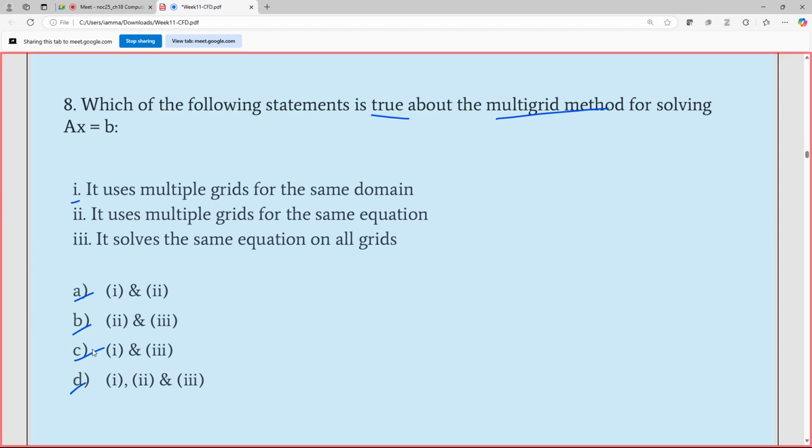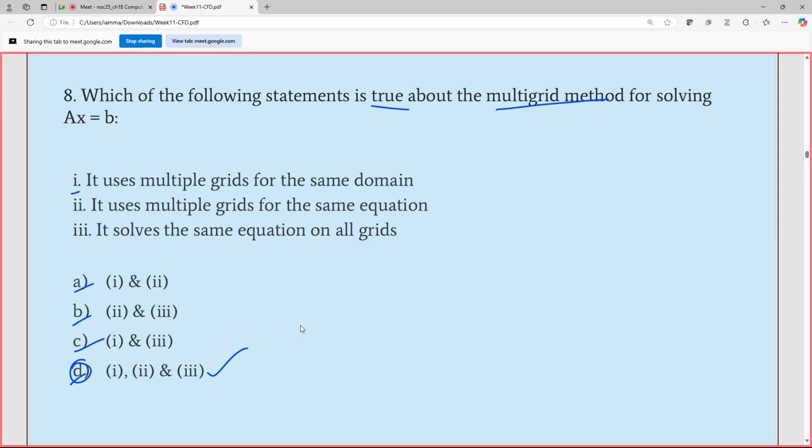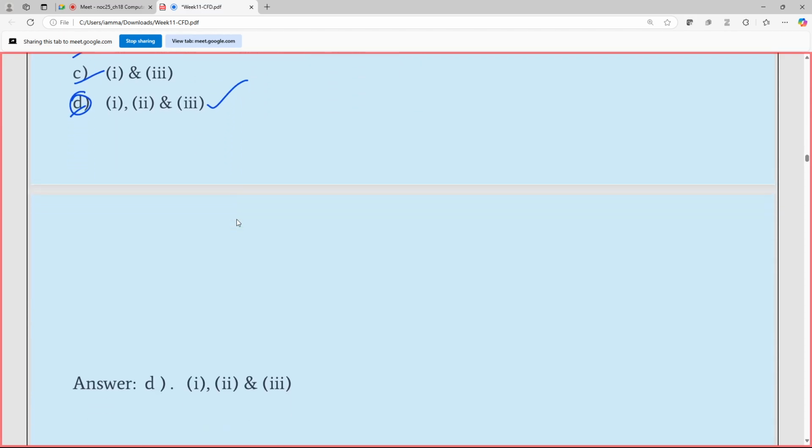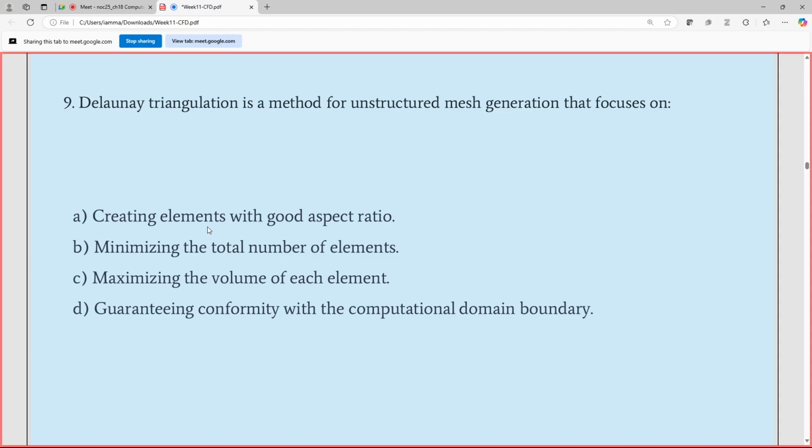Our answer is option D, that is all the three statements. The multi-grid method uses multiple grids for the same domain, and yes, it does solve the same equation on all the multiple grids. Moving on to the next question.